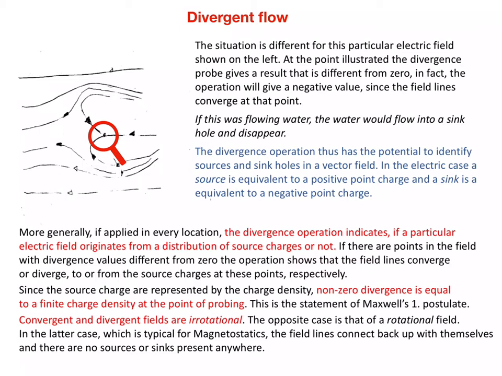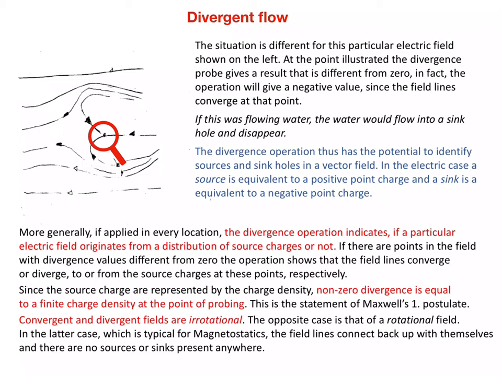If there are points in the field with divergence values different from 0, the operation of divergence shows that the field lines converge or diverge to or from these source charges that are located at these points. Since the existence of source charges at a point in space is represented by a non-zero charge density, a non-zero divergence is equal to a finite charge density at this point of probing.